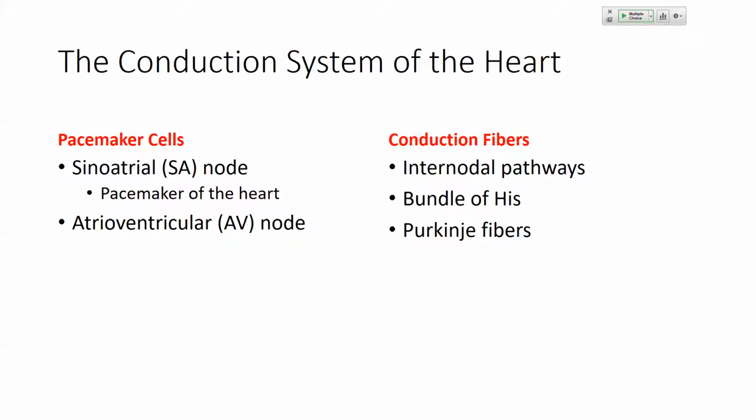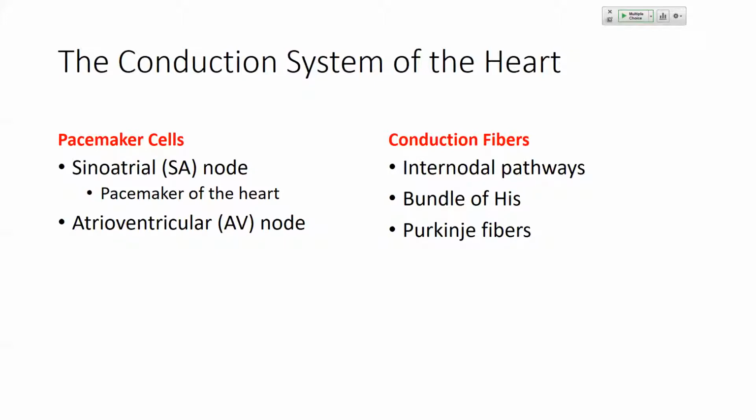The second example of pacemaker cells is the atrioventricular node. This is another congregation of pacemaker cells, but it's going to be in between the wall of the atria and the ventricle on the right side. And we'll illustrate where those cells are in a minute. So that's the SA node and the AV node. These are the two main pacemakers of the heart.